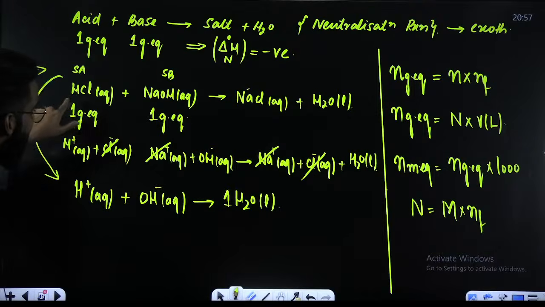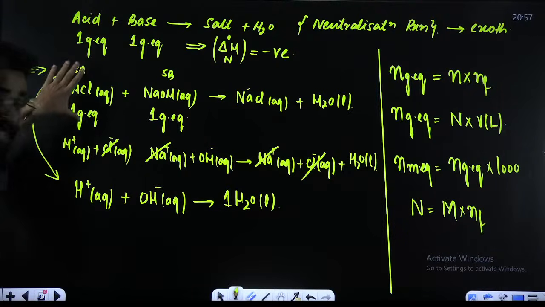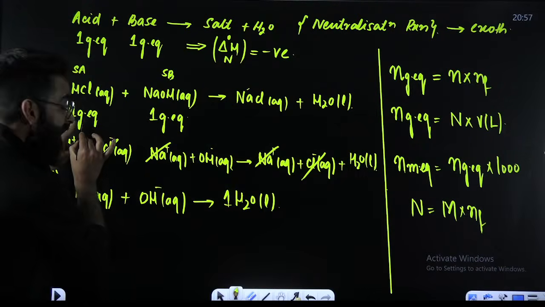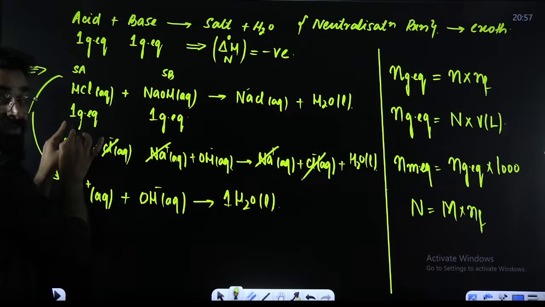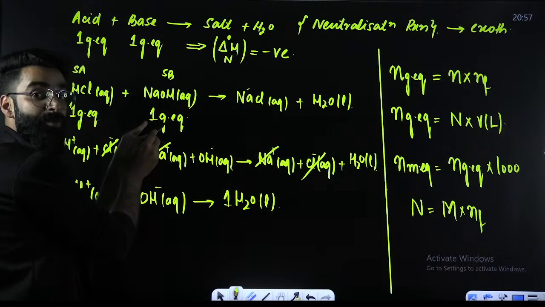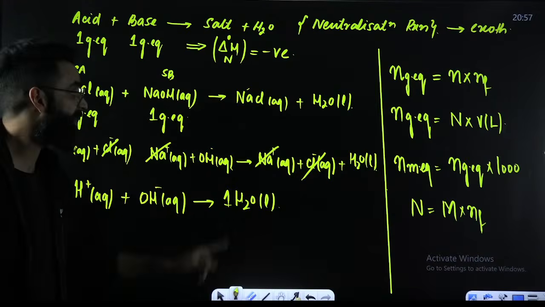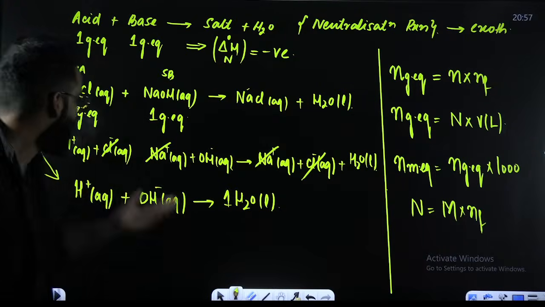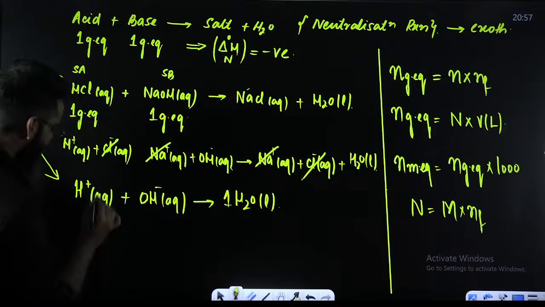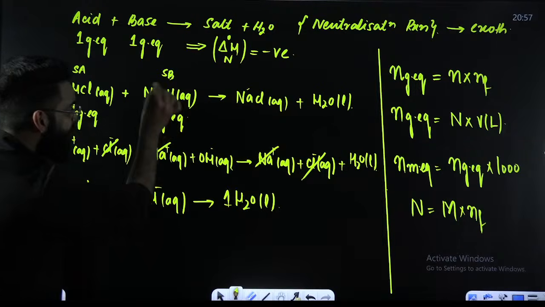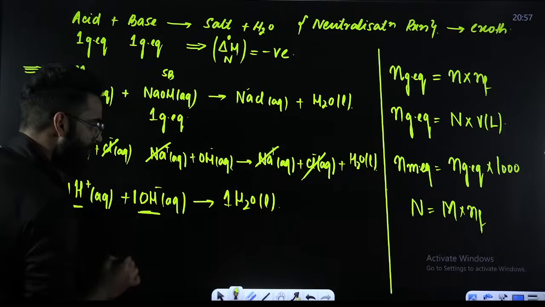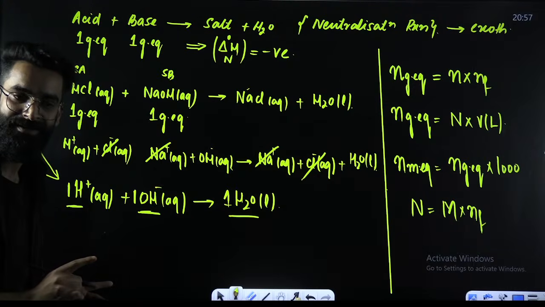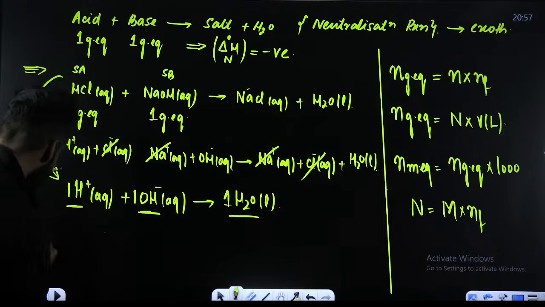Do you see, I took 1 gram equivalent of a strong acid. I took 1 gram equivalent of a strong base, and I told you when 1 gram equivalent of an acid is completely neutralized by 1 gram equivalent of a base, whatever heat is released is what you call enthalpy of neutralization. Perfect. What happens in reality? From 1 gram equivalent of acid, we got 1 mole of H positive. From 1 gram equivalent of base, we got 1 mole of OH negative. And they interact, leading to the formation of water. So can I define enthalpy of neutralization in one more way as well?